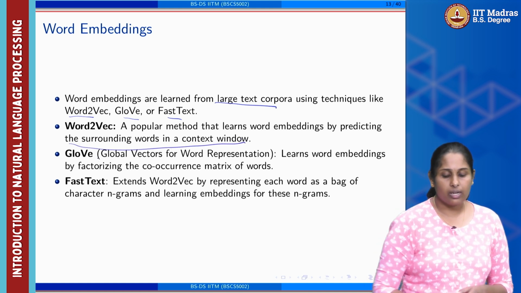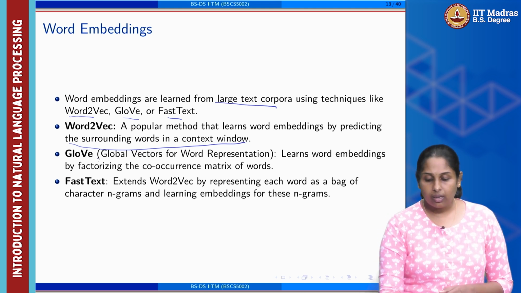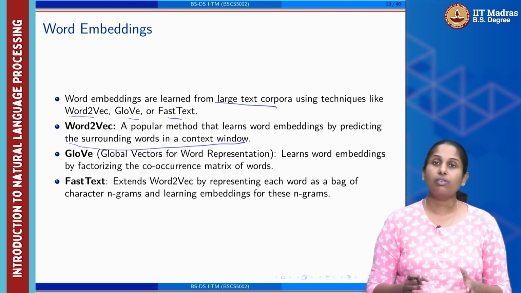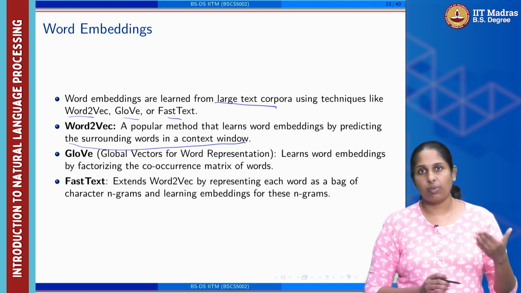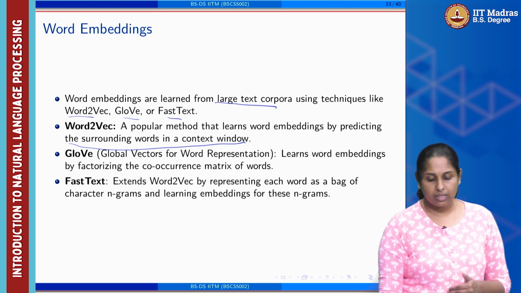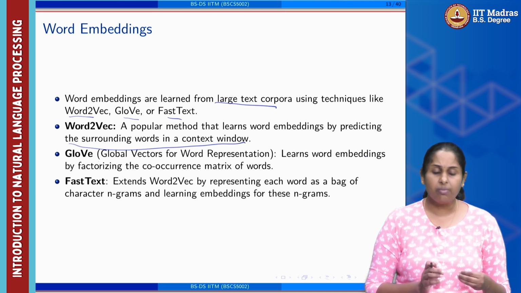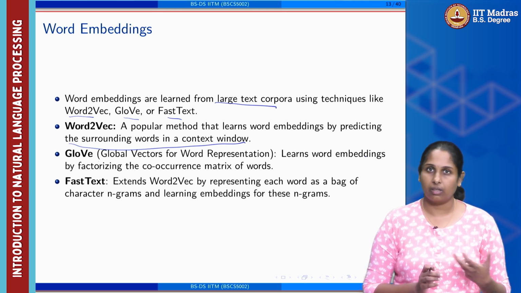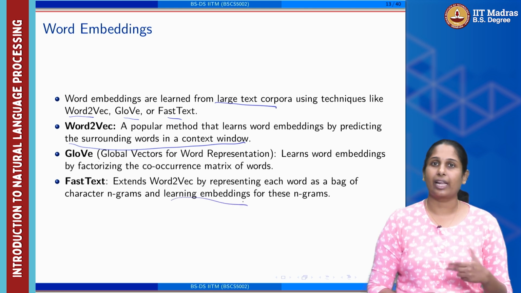GloVe, on the other hand, stands for Global Vectors for word representation. It learns word embeddings by factorizing the co-occurrence matrix of words. FastText is an extended form of word2vec, where it represents each word as a bag of characters, something like n-grams. Especially it creates subword information from the given word and learns the embeddings from these n-grams.